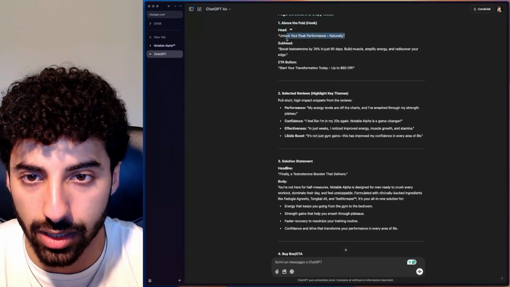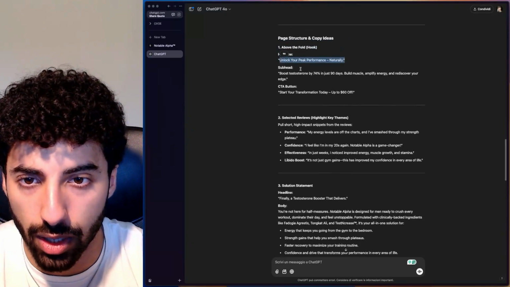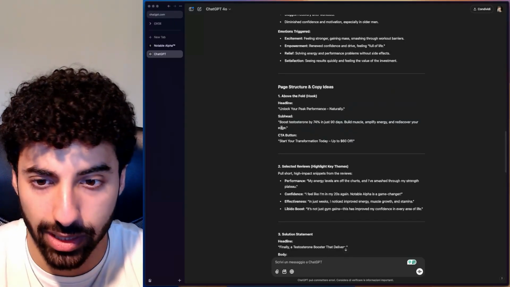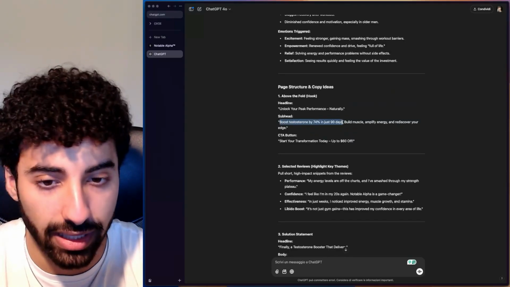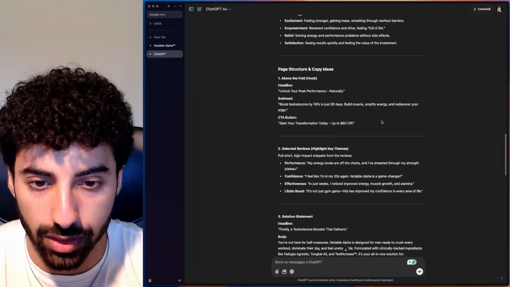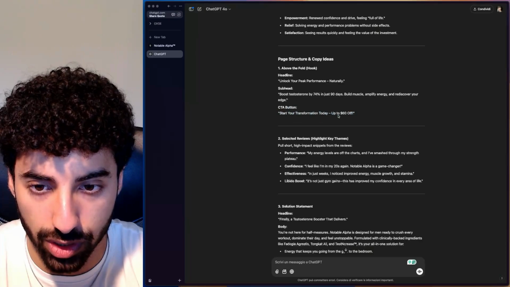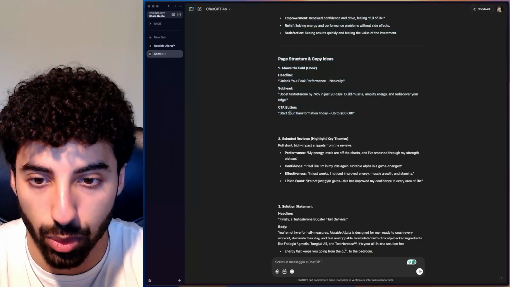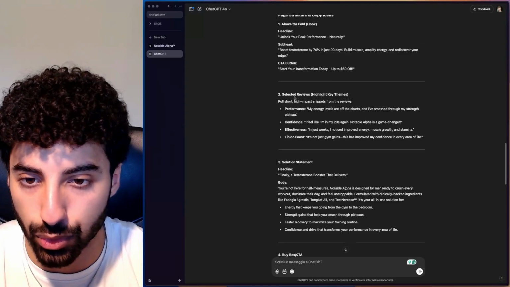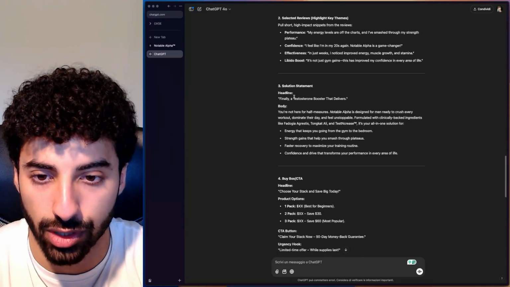So for example, the headline here is not good at all. The sub-headline is already a little bit better. We are mentioning our differentiation point and the claim we're making. The CTA is good to mention the offer. So this CTA here is actually pretty strong. We have a good CTA here. Selected reviews, we are going to handpick those, so that's not an issue here.